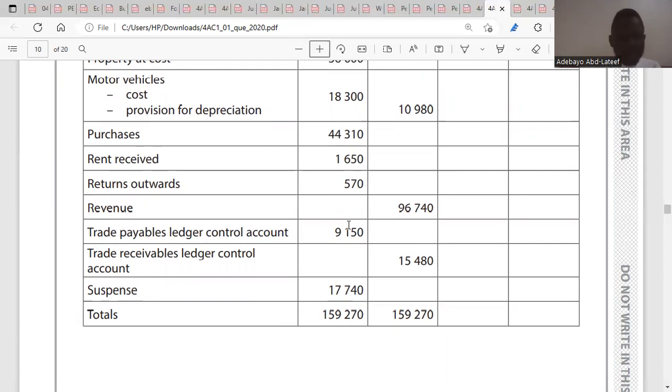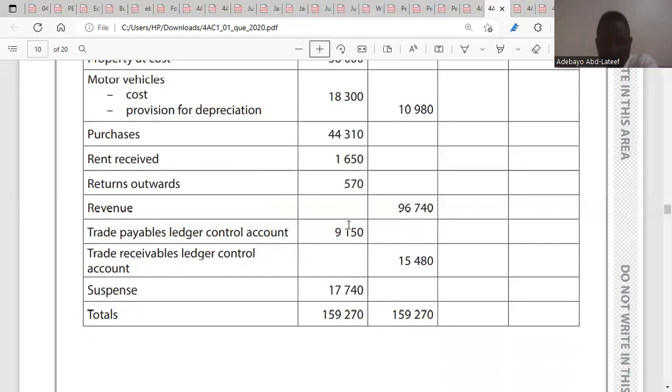All right. So the only thing you're not going to post is suspense. Suspense is not going to be part of your trial balance. Why are we not going to post suspense? Suspense is a separate account. We use suspense when we have errors. So it's a separate account, so you don't post it in your trial balance. As soon as you post it the way I give it to you here, you will balance your trial balance. It will balance.